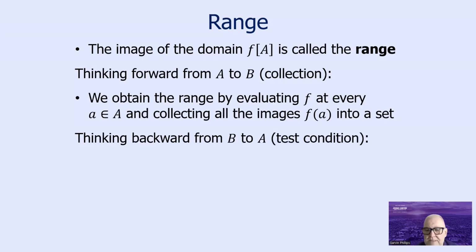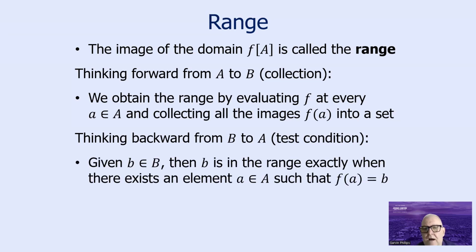Thinking backward, test condition. So we're thinking backward from B to A. In this case, we're given a particular B. We check it. B is in the range exactly when there exists an element a in A where f of a gives us B. So that's how we work backwards. Which one should you use? Both. Use whichever one is right for the question that's being asked.